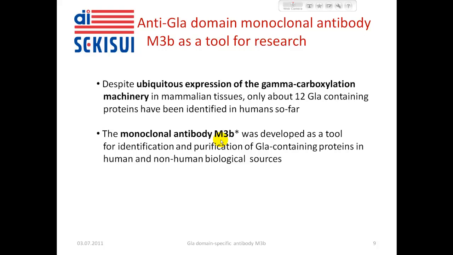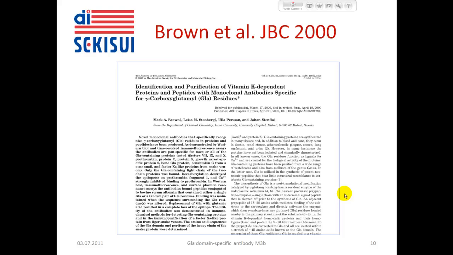And therefore, the monoclonal antibody M3b was developed as a tool for identification and purification of Gla-containing proteins in human and non-human biological sources. And this was done by the research group of Brown and colleagues under the guidance of Johan Stenflo. The original publication on the antibody is in the Journal of Biological Chemistry in 2000.